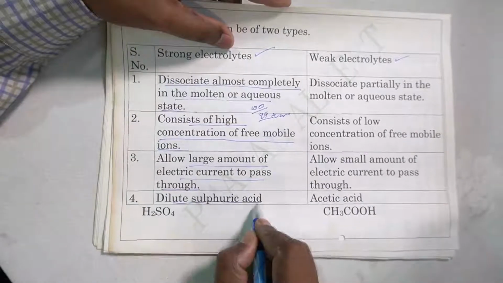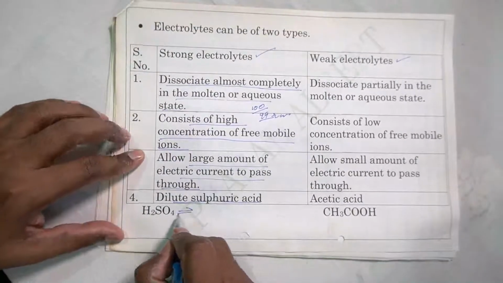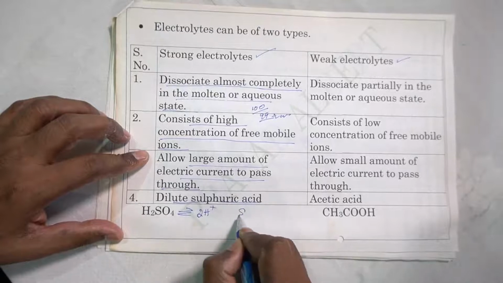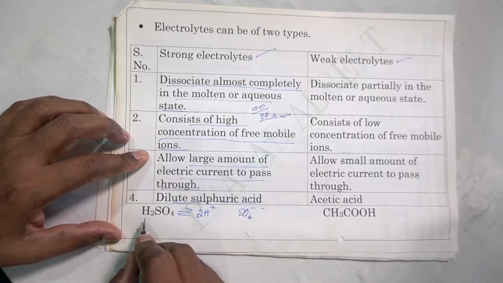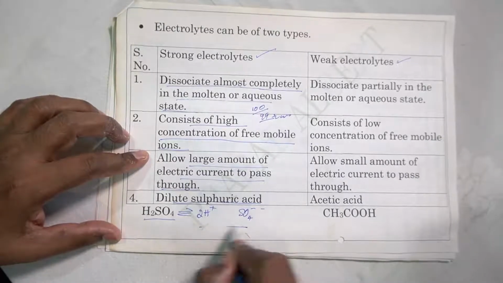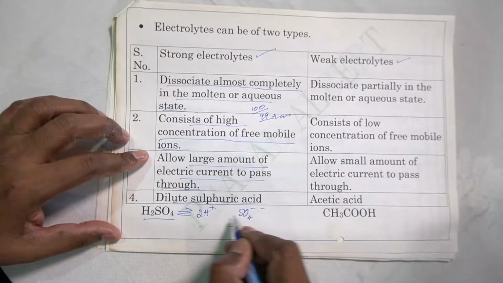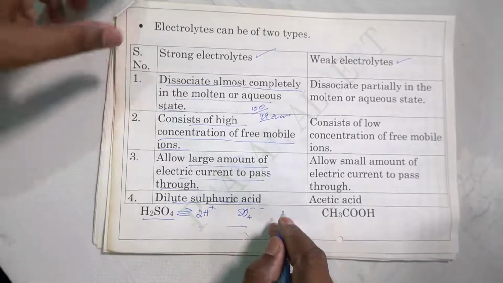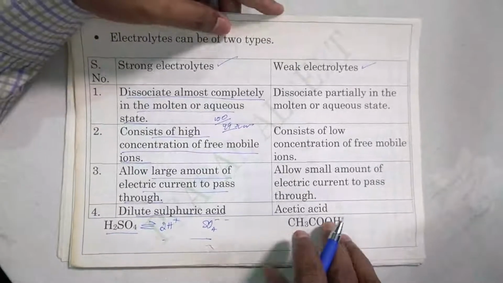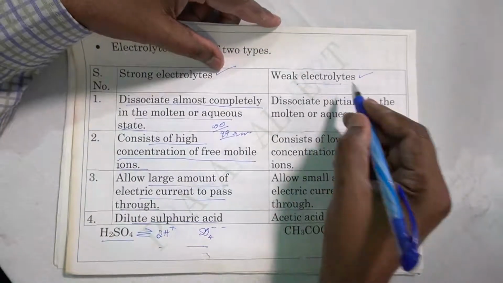Example, we have dilute sulfuric acid, H2SO4, splitting into hydrogen ions and sulfate ions. So all the molecules of sulfuric acid will split into ions. There is no unionized molecule here. So there is a high concentration of mobile ions, so it conducts a large amount of electricity. Right? Now let's talk about weak electrolytes.